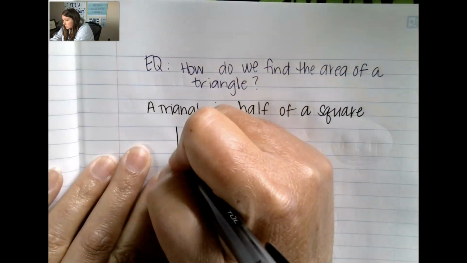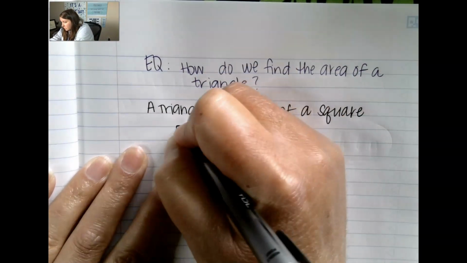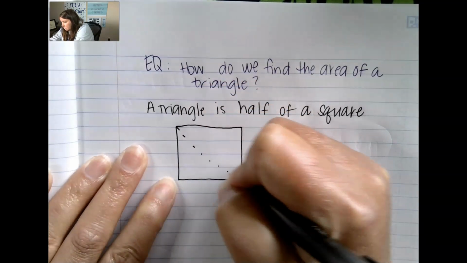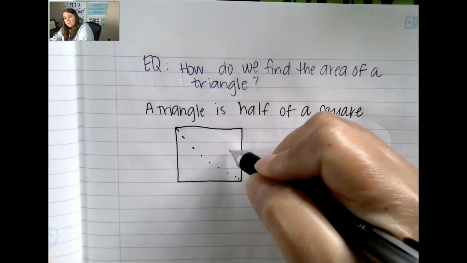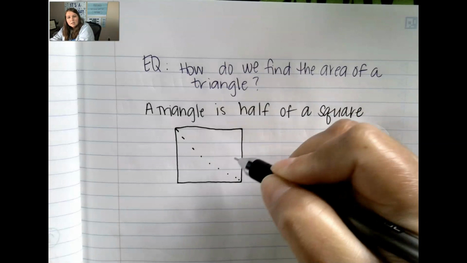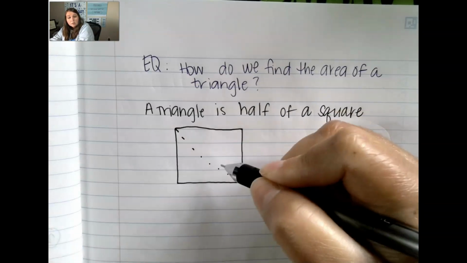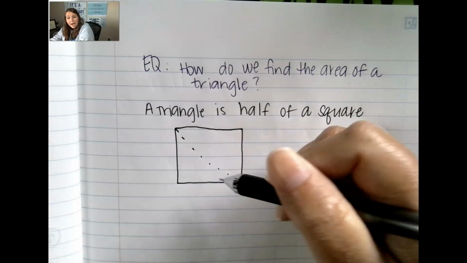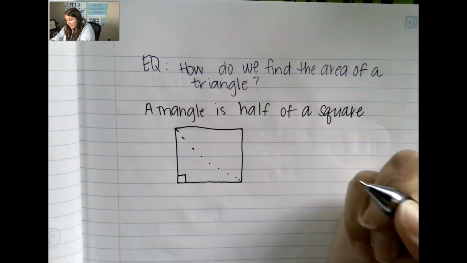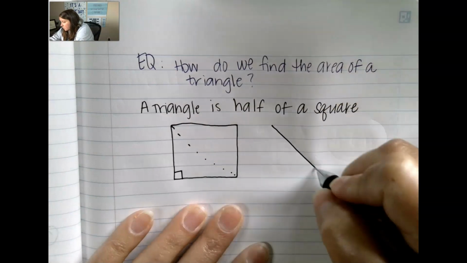I could draw my square or my rectangle or whatever, and I just cut it right in half. I have 2 equal sides. If I were to cut this correctly, I would have had 2 equal sides of this rectangle. So 2 becomes half. So a half of a triangle. Notice we have a right angle on our triangle. We have a right angle.